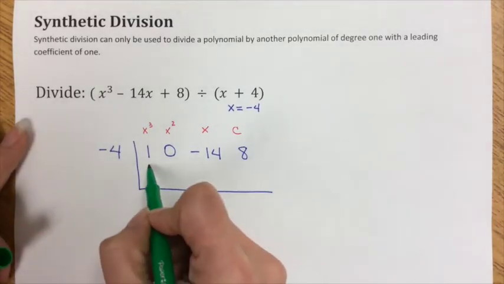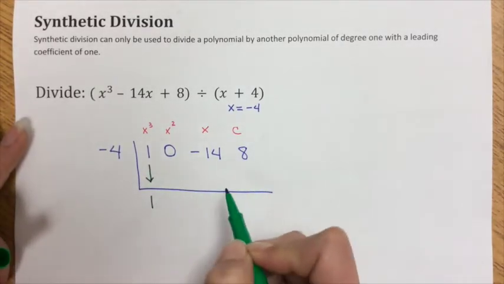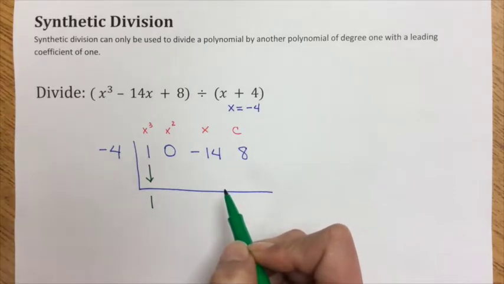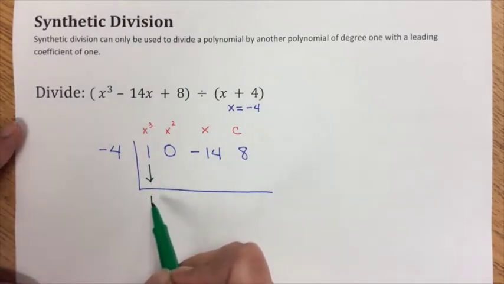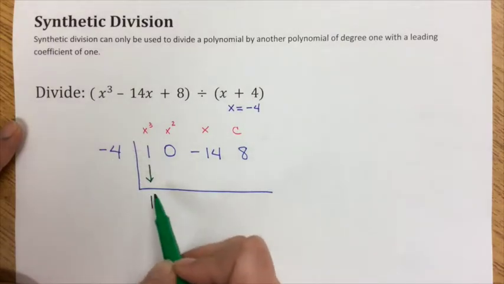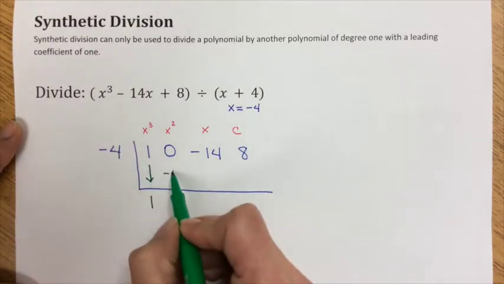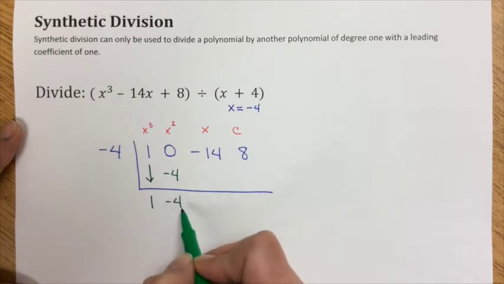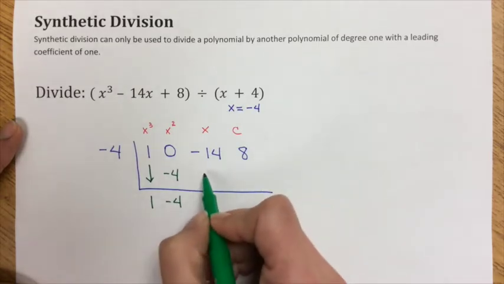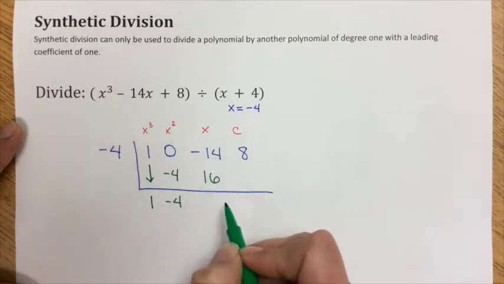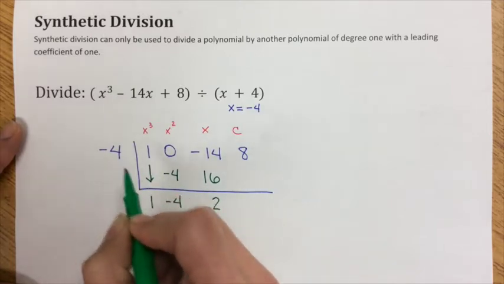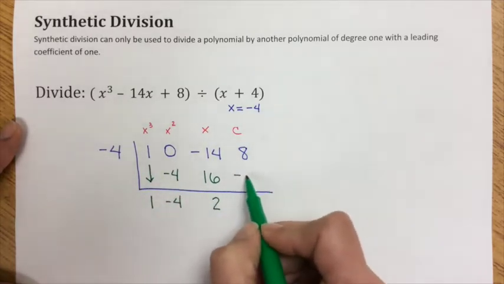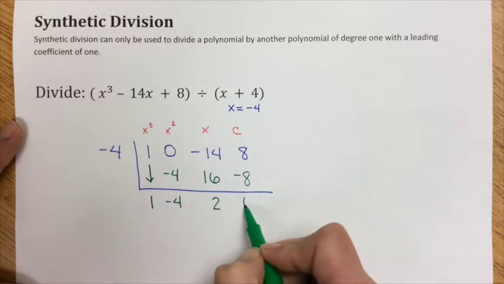We want to bring down this first term, 1. And now we are going to do a process of repeated multiplication and addition until we're finished. We're going to take whatever's on the bottom and multiply it by this -4. So 1 times -4 is -4, and we're going to add down. So -4 comes down. And then -4 times -4 is +16, and we're going to add down. So we get 2. And 2 times -4 is -8, and we're going to add down and get 0.